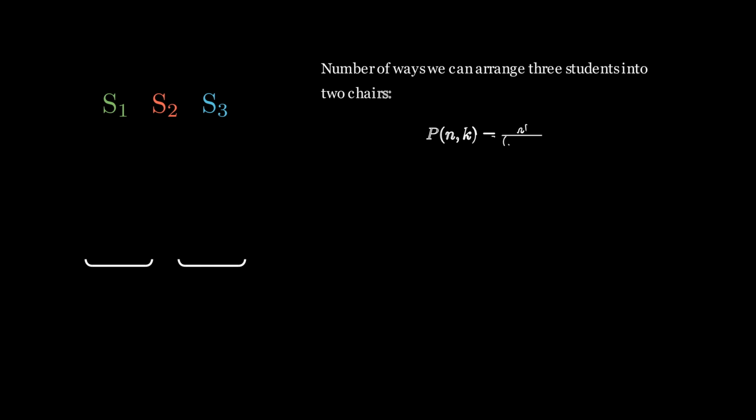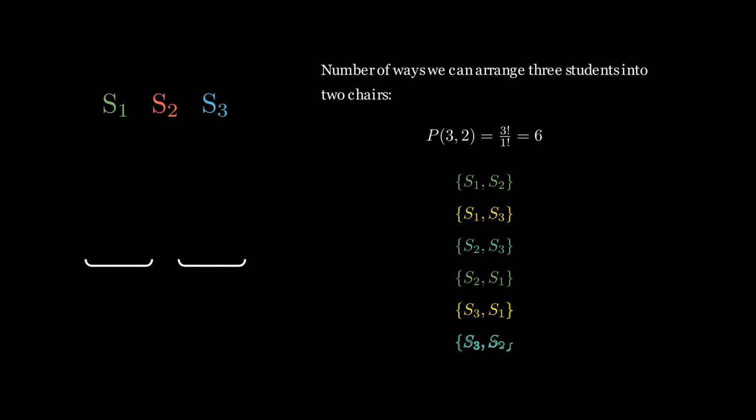Suppose we have 3 students. If we want to determine how many unique ways we can arrange these students into 2 chairs, we can use the permutation formula. This gives us the following groupings. The permutation formula treats groups in which the only difference between the groups is the ordering as distinct groups.